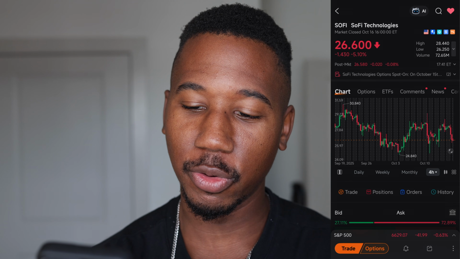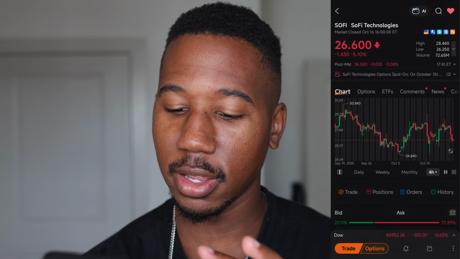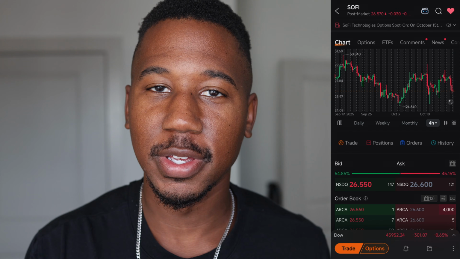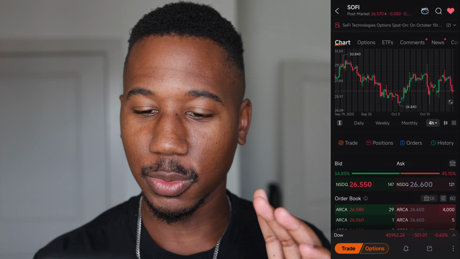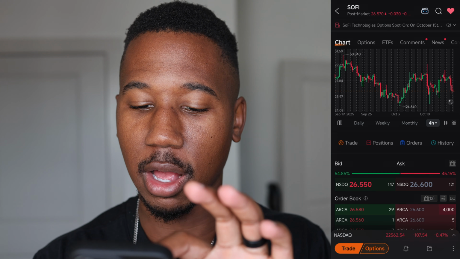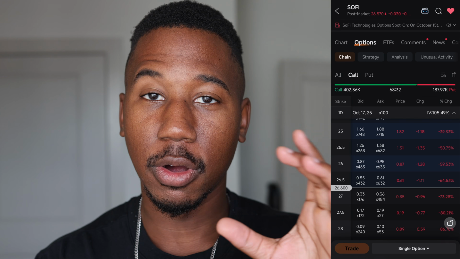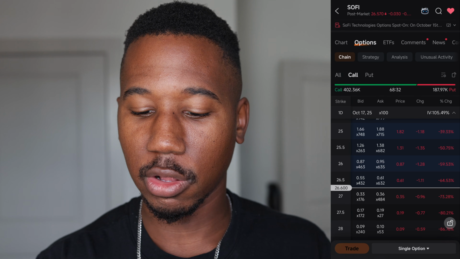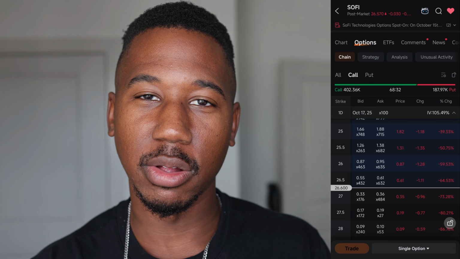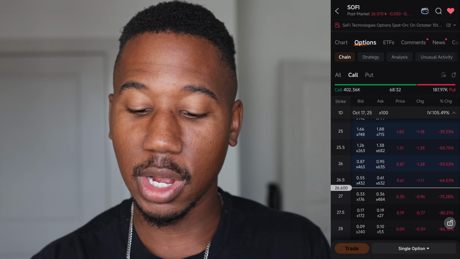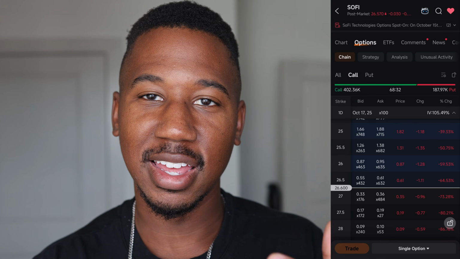Now here we are in the Moomoo app. We're taking a look at SoFi. I chose SoFi just because it is about the same price that Rigetti was at that point. Next thing I'm going to do is click options. On the chart, we were looking at a $4 move. Since my target was about $4 away, I'm going to add $4 to the strike price and see how much that is.